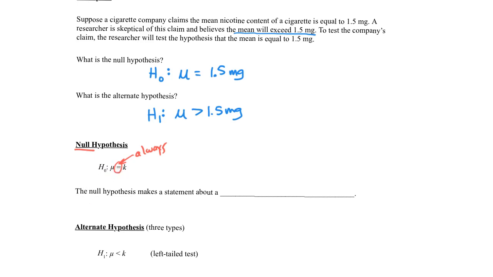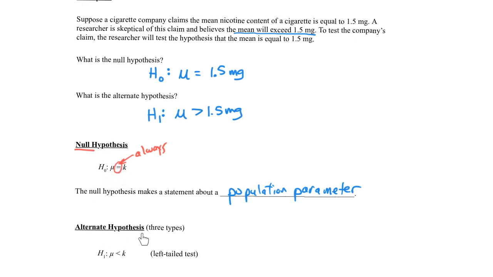And the null hypothesis makes a statement about a population parameter. The population parameter in this case is mu. So we're making a statement about population parameter mu. In other sections, the null hypothesis will make a statement about a population parameter, which will be p, the population proportion. But right now in this section, we're dealing with the population mean mu. So we've got the null hypothesis, which will look like this.